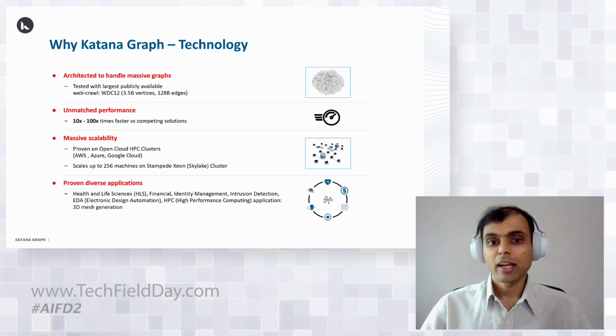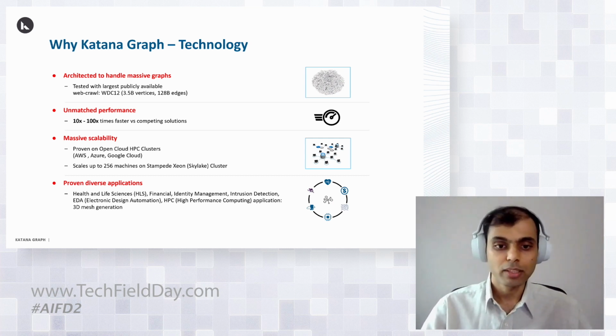The other advantage with Katana is that we support a diversity of applications in many different domains, in health and life sciences, financial systems, identity management, high-performance computing. There are all these different domains, and there are different kinds of applications in these domains. It could be graph database related, graph mining, graph analytics, graph AI related. We support all of them, and we support all of them in the scale-out high performance mode.